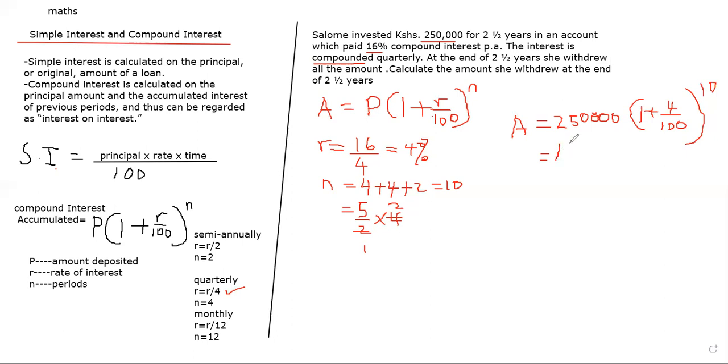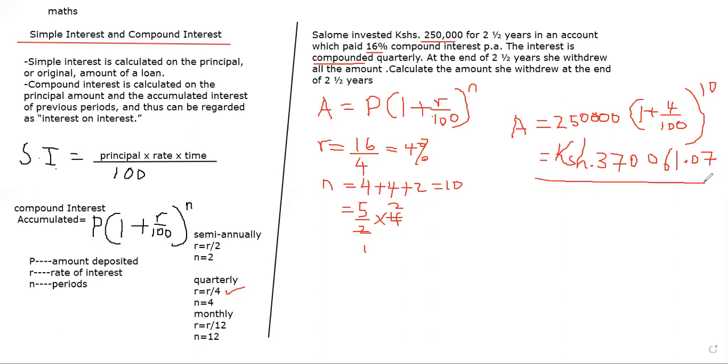So the amount that the guy withdrew was 370,000.061.07. That's why in the bank you normally see there are some dots there.